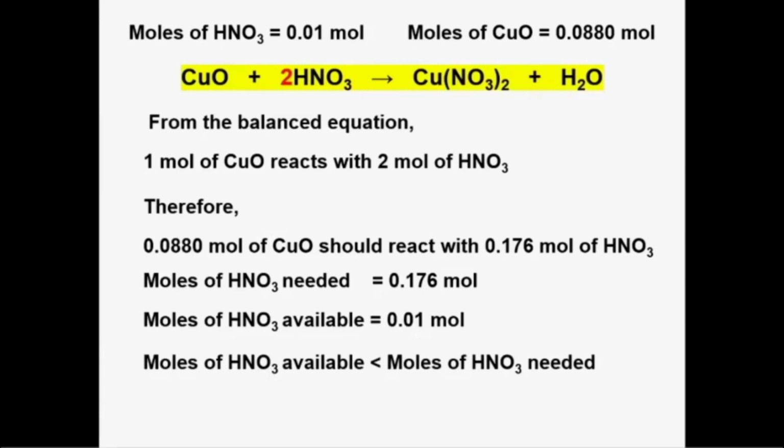So what does this mean to you? Yes, this means nitric acid is not enough to react with 0.088 moles of copper oxide. So what can we say about this nitric acid? Yes, nitric acid is the limiting reactant, or we can say that copper oxide is the excess reactant.